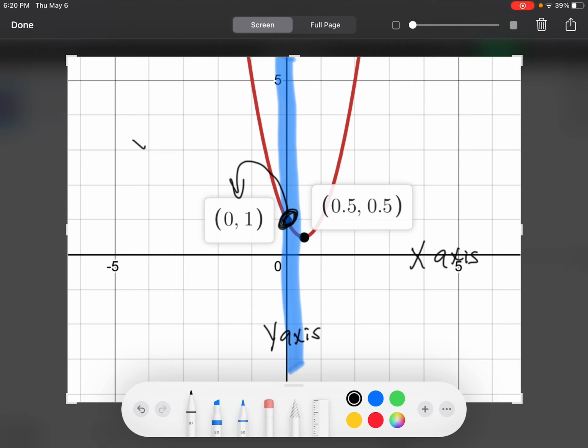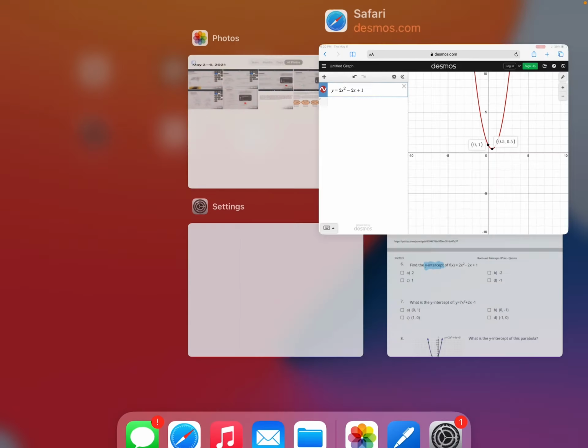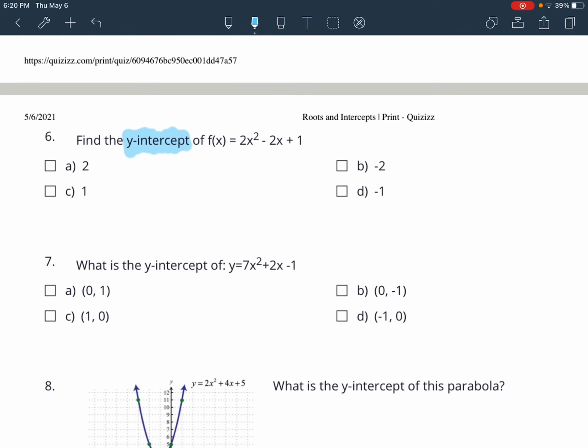Or it can be written y equals 1. Or the answer could be just 0, 1. Just depends how it's written on your assignment. All right, so we have 0, 1, or just 1. And that's for the y-intercept. So the answer is just 1. There you go.